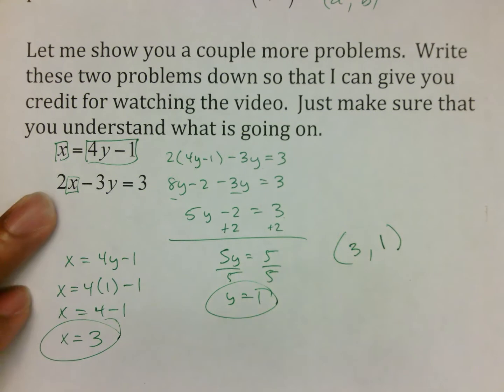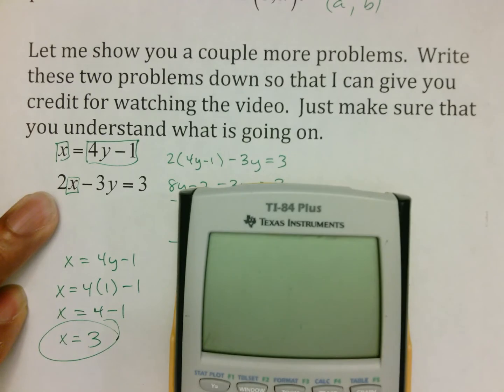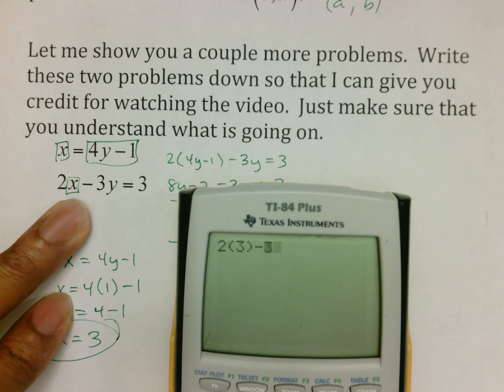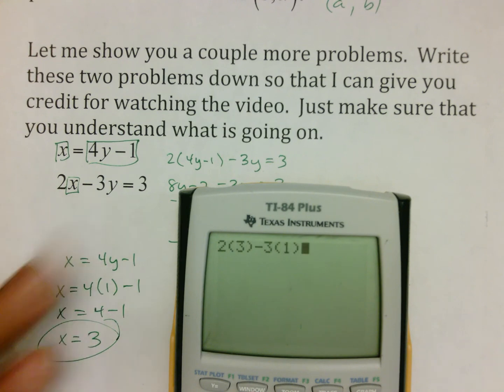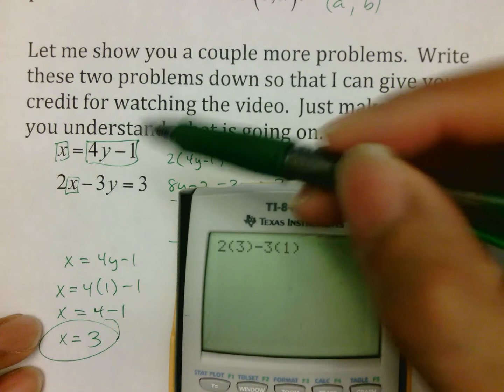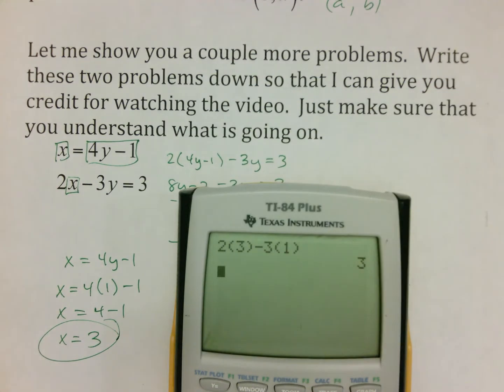And just to prove that it works, you should be able to take 3, 1 and plug it in here. So 2 parentheses 3 minus 3 parentheses 1, because we know x is 3, y is 1. And notice that that gives me the answer that I'm looking for over here. Alright?